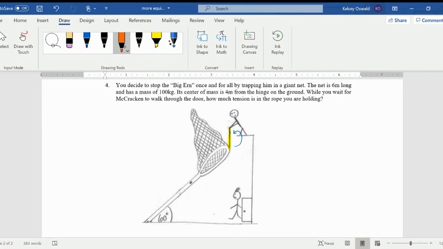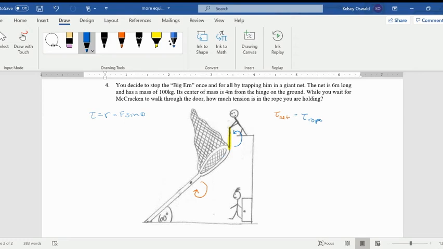However, if we didn't have the rope and we just had the net standing there by itself, the net would fall down and cause our net to rotate clockwise. So if we're in equilibrium, that means our clockwise torque from our net has to be equal to our counterclockwise torque from our rope. Remember, our equation for torque is radius times the force times sine theta.